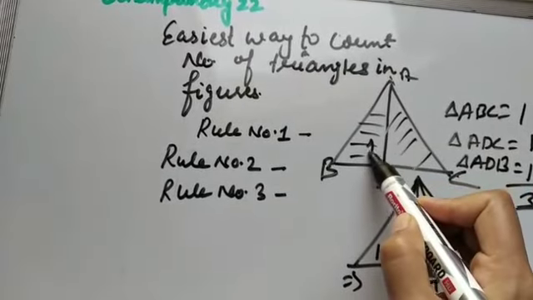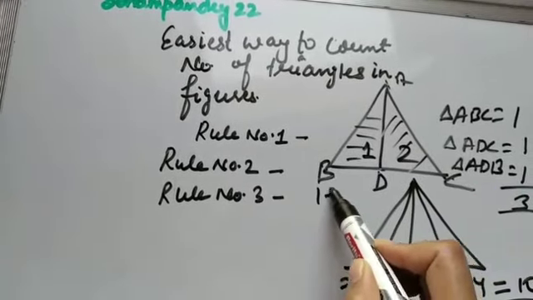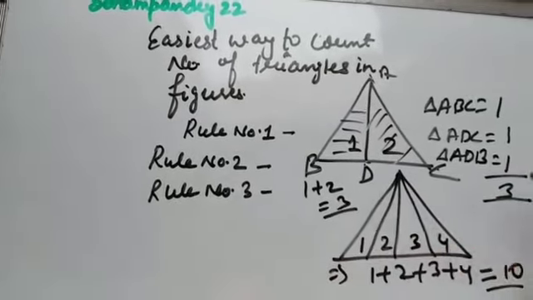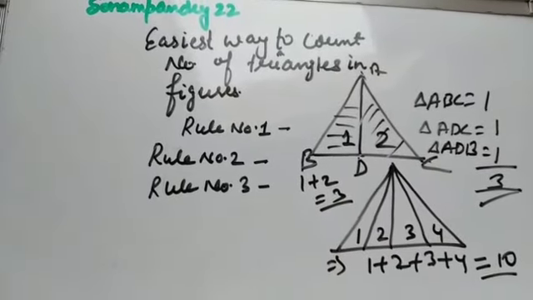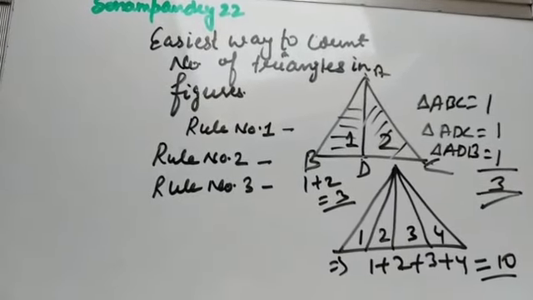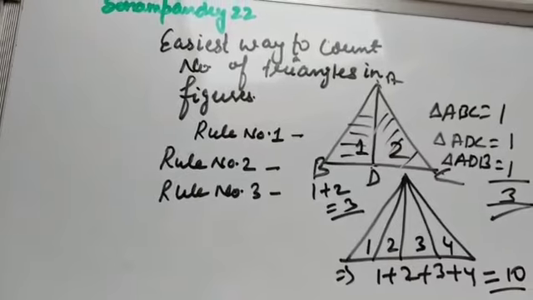Here also, triangle number 1, triangle number 2, you can do 1 plus 2, which means 3. 3 is the answer. With the help of this rule you can count.